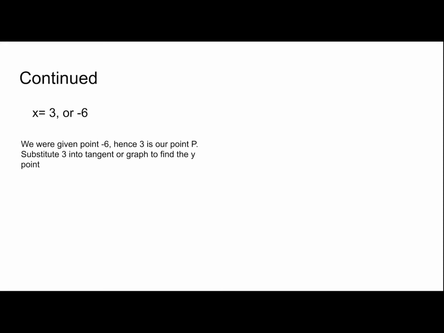Note down that we were already given our point (-6, 64). So therefore, we can conclude that our point P has x equals 3. Now we can substitute 3 into our tangent line or the graph to find the y value. We can use either one because, like I was saying, these two are equal at this point. So it doesn't matter whether you substitute into your graph or your tangent line, you will get the same answer.